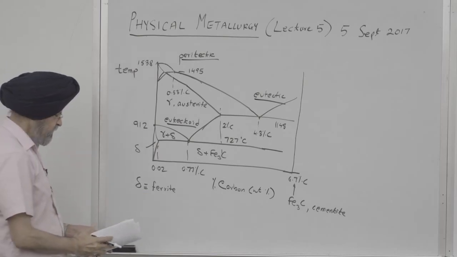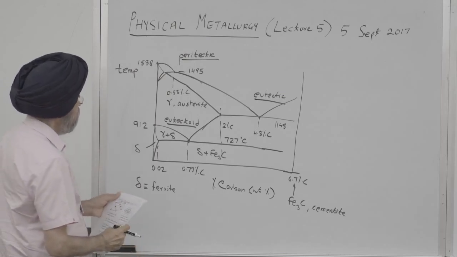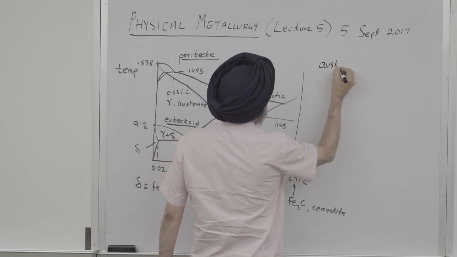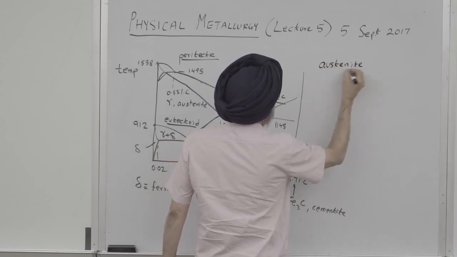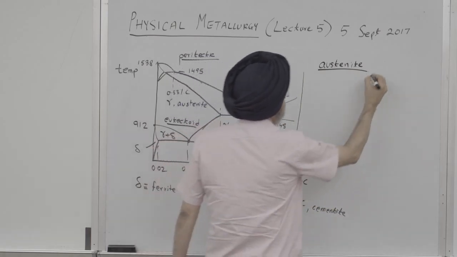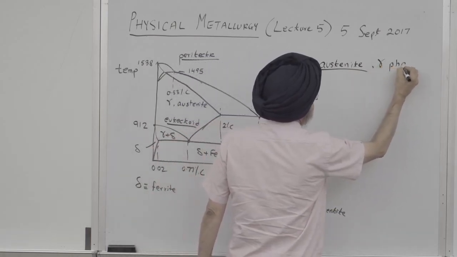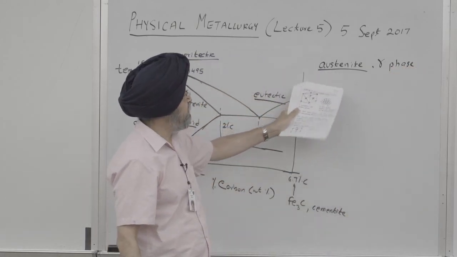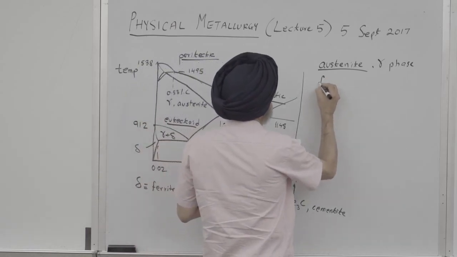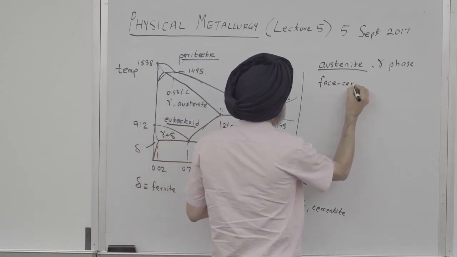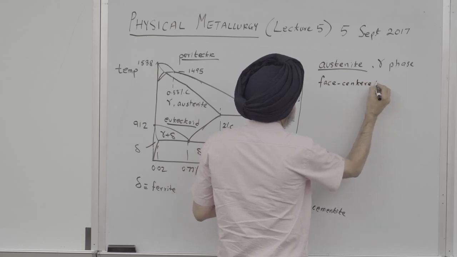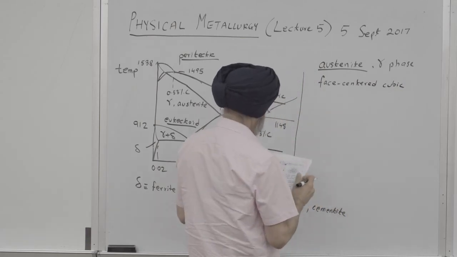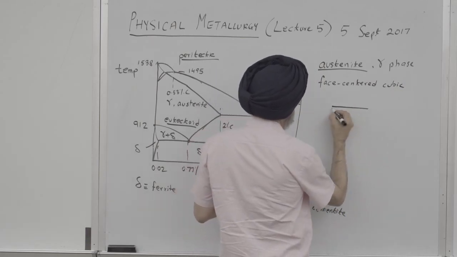So the first question comes up: what is austenite? So austenite, we call the gamma phase also. The structure of austenite is face-centered cubic. So face-centered cubic is the structure. The unit cell looks like this.